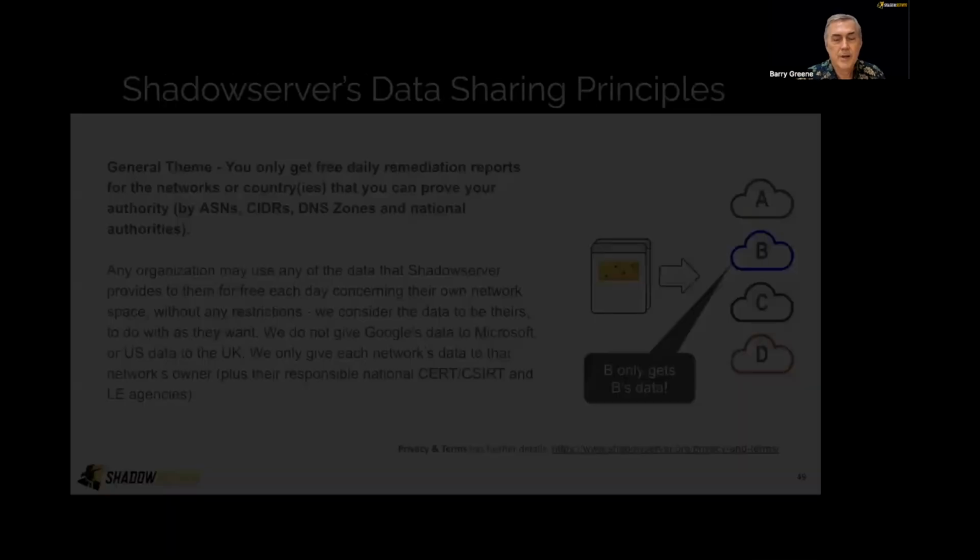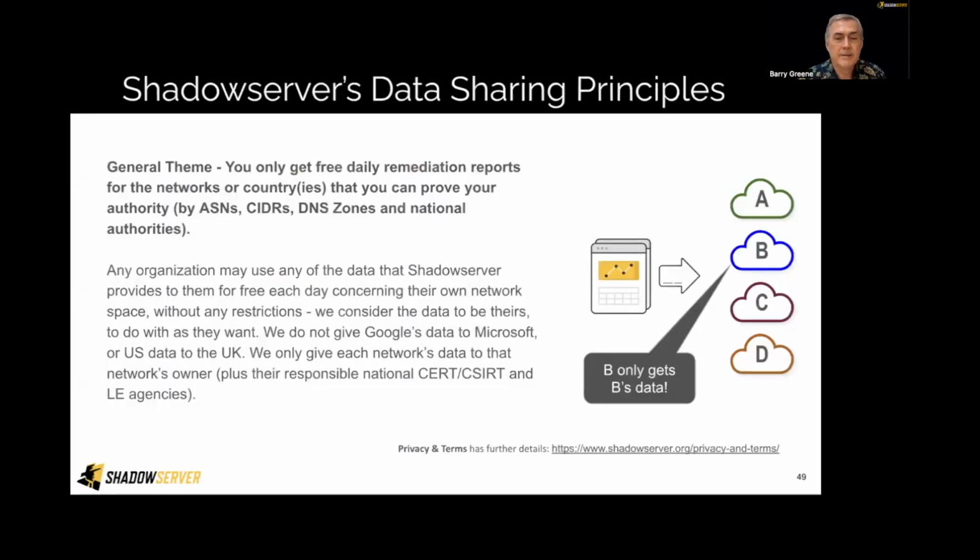All right. So now, who gets the data? Shadowserver doesn't sell any data. We just don't give data away. Shadowserver only authorizes the data go to the organization that it belongs to. In other words, an ASN that belongs to network B, the CIDR blocks that belong to network B, the DNS zones that belong to network B. B is the only one that gets that data. Network A, network C, network D don't get any of that data. So it's different from some other organizations who say, oh yeah, you come to us and you pay us money and you can get data on anybody.